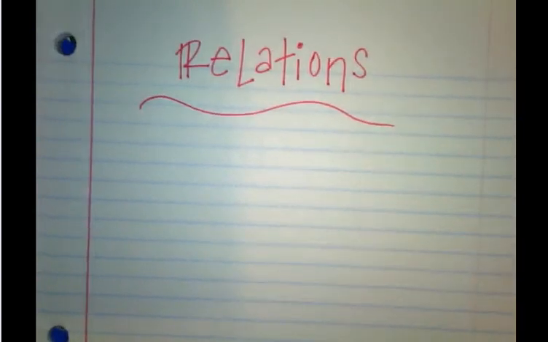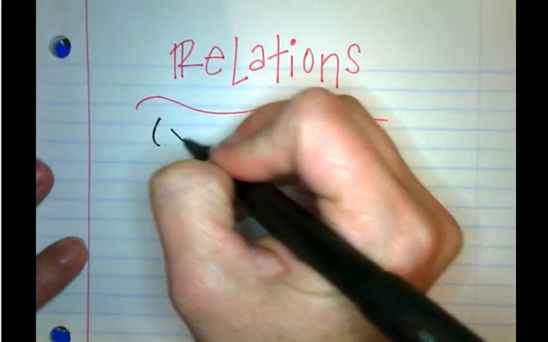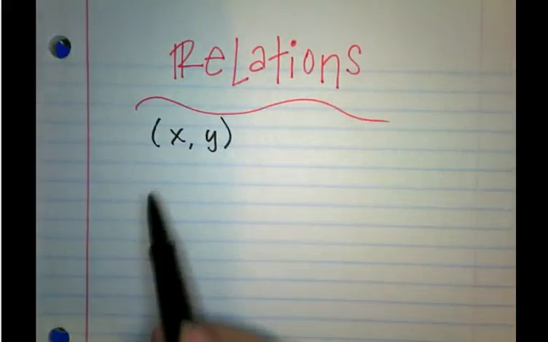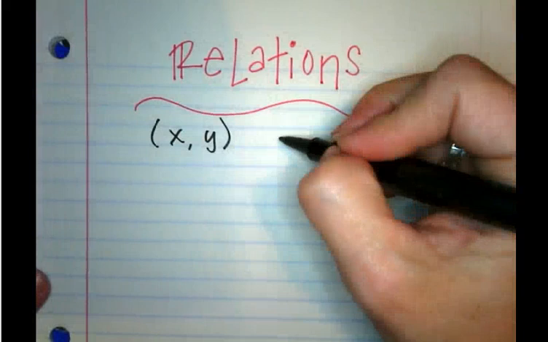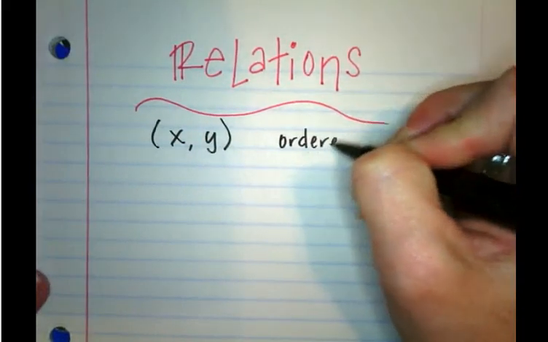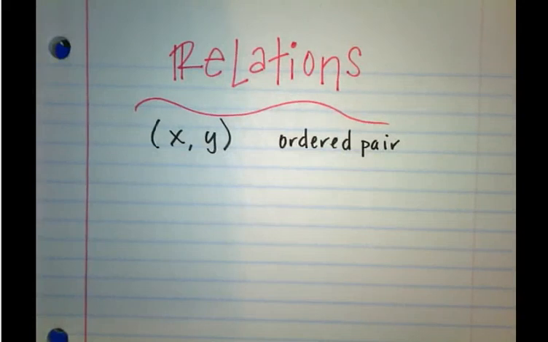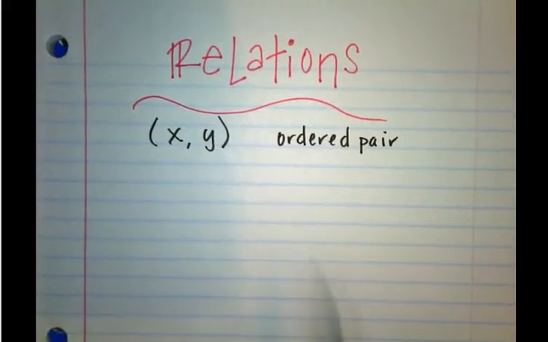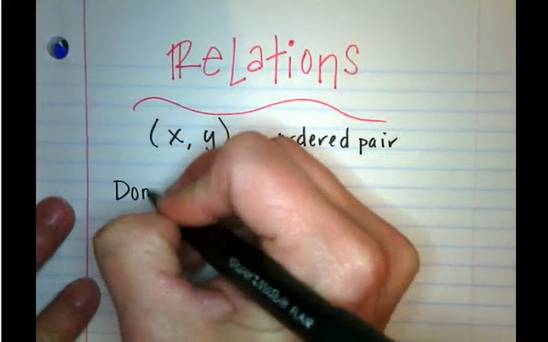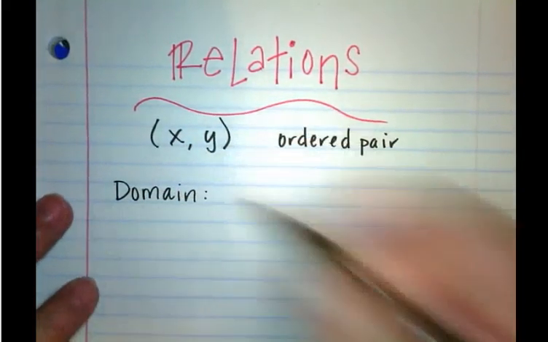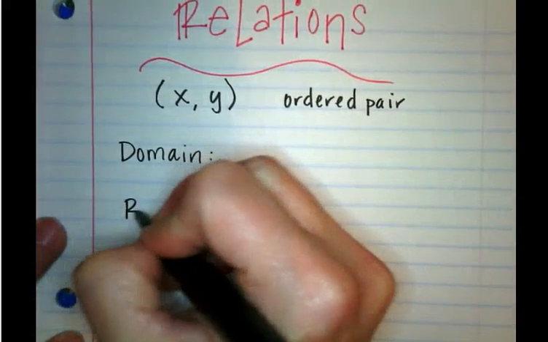The first one is on relations, and basically anytime we have an ordered pair, we have a relation, because somehow X and Y are related to each other, and they are related on a graph as an ordered pair. So anytime we have an ordered pair, we have a relation. Now I know you guys know how to graph this, so I don't need to review that, but I do want to talk to you about two words that I'm not sure if you've heard of before, and that is domain and range.